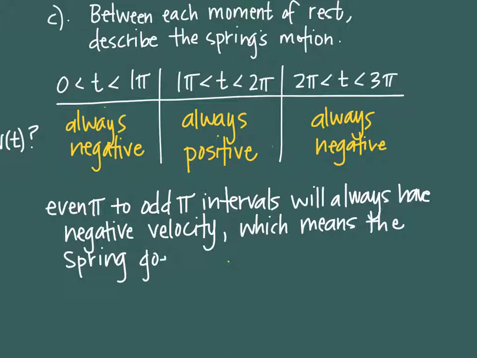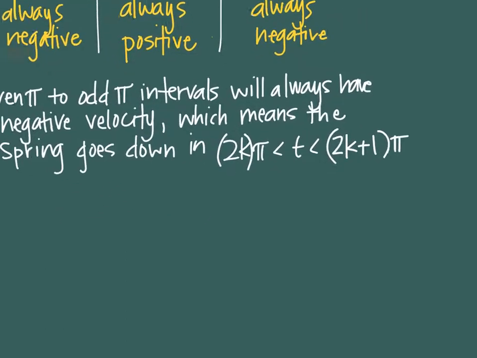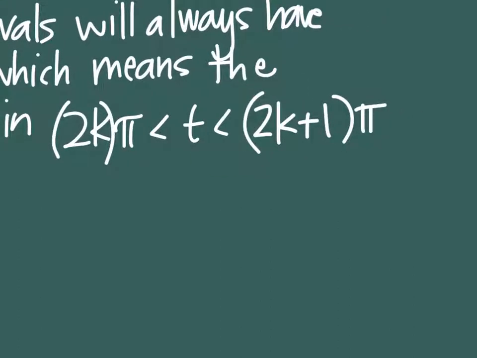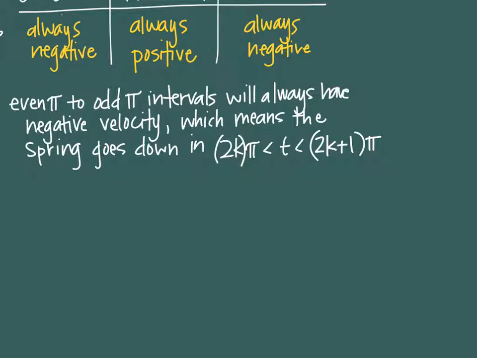So here's a good way to write it. If you want to show even to odd, even is 2k pi, odd is 2k plus 1 pi. An even number can always be expressed as 2k, because no matter what k is, it would always produce an even number. And an odd number would always be 2k plus 1. So even pi to odd pi intervals will always have negative velocity, which means the speed always goes down.